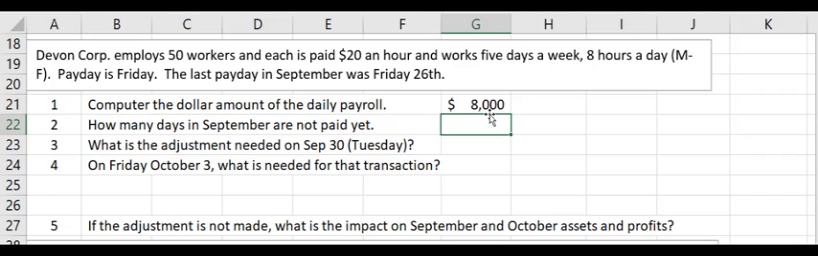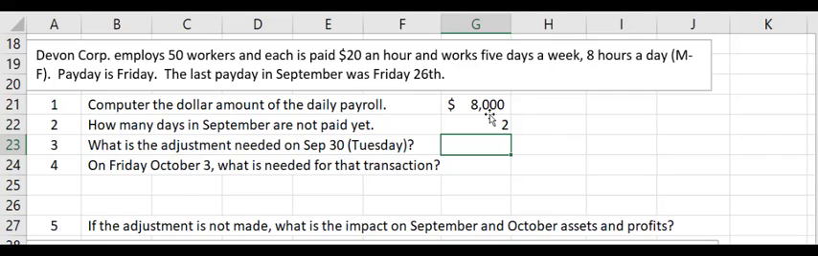So Friday's the 26th, the 27th is the Saturday, they don't work on Saturdays. The 28th is a Sunday, they don't work on Sundays. The 29th is Monday, they worked Monday, and Tuesday's the 30th. So Monday and Tuesday, 2 days have been worked, so that's been used up, it needs to be expensed, and they owe it to the workers, so that's an obligation.